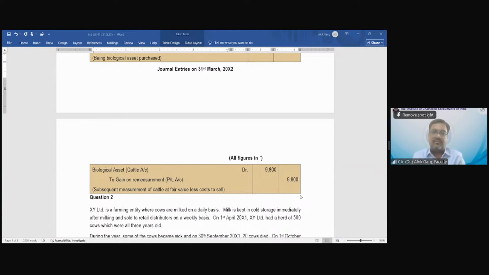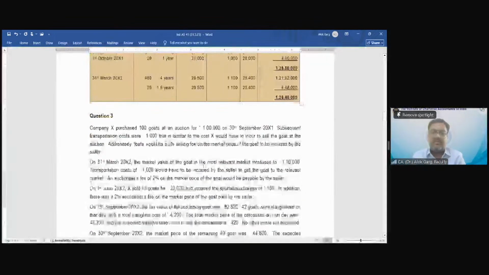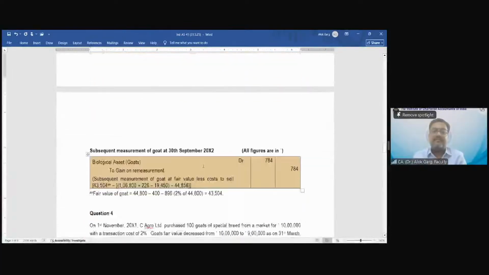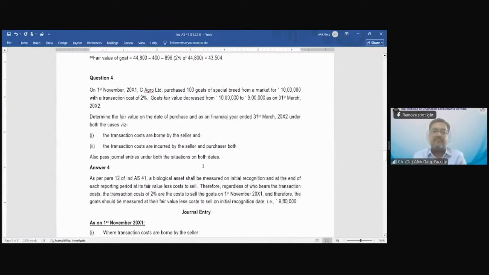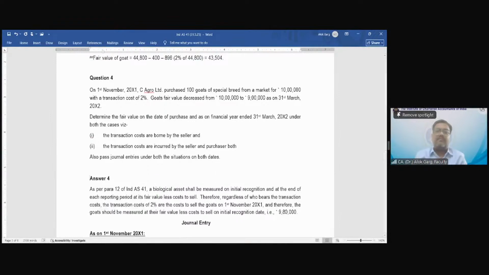Question number 4. Let me discuss question number 4. On 1st November 20x1, C Agro Limited purchased 100 goats of a special breed from a market for rupees 10 lakh with a transaction cost of 2%. Goats' fair value decreased from 10 lakh to 9 lakh as on 31st March 20x2.